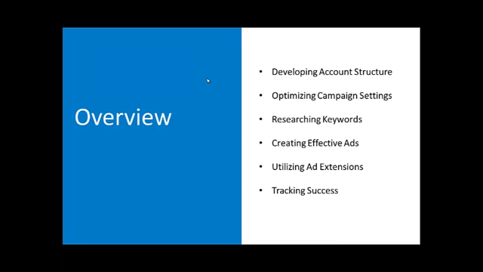Just as another quick overview, I know Bria already outlined what we're going to be going over. What I'm going to be talking about today is looking at account structure and how to develop that. Then on the campaign level, looking at optimizing your campaign settings. Then we'll be looking at researching keywords, writing effective ads, utilizing ad extensions, which can be really helpful and can somewhat be overlooked, especially by advertisers with not a lot of experience. And then finally, we want to look at tracking success, something that I think is vital to not just paid search, but all of your online marketing efforts. So hopefully we can give you a couple good insights, and there'll be some good things for you to take away.